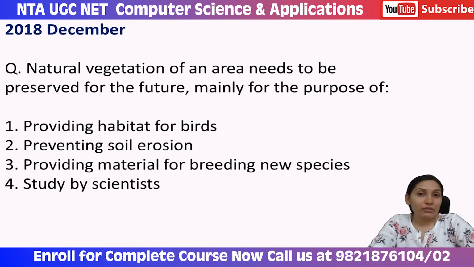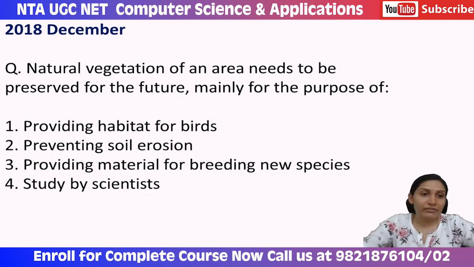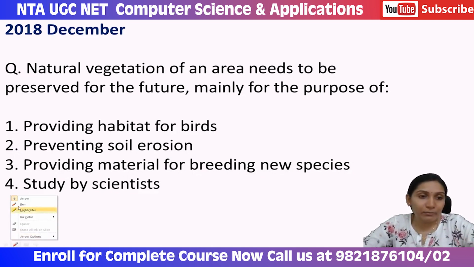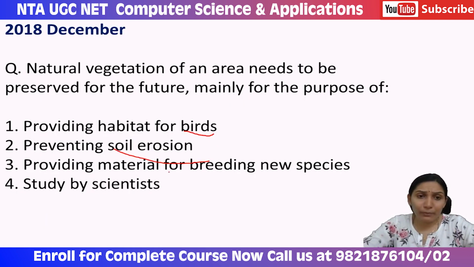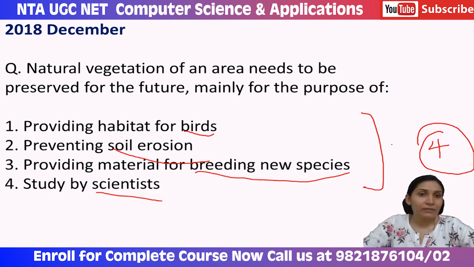Natural vegetation of an area needs to be preserved for the future, mainly for the purpose of. So why do we need to preserve the natural vegetation of the area? Four options are given, and you have to find the most suitable one. First, providing a habitat for birds. Preventing soil erosion. Providing material for breeding of new species. Study by scientists. Which one is the most important reason?